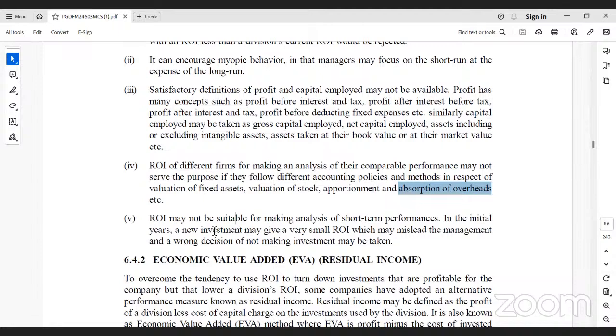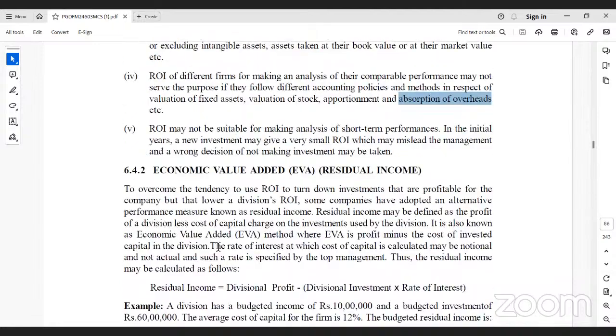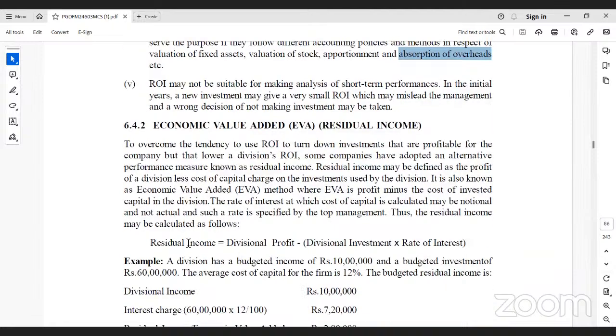So let us come to the second one, economic value added or the residual income method, for evaluation of investment center performance, right? It overcomes the tendency of using ROI. There are some limitations of ROI: divisions may reject investments that are profitable for the company. Residual income is nothing but divisional profit minus divisional investment into rate of interest.